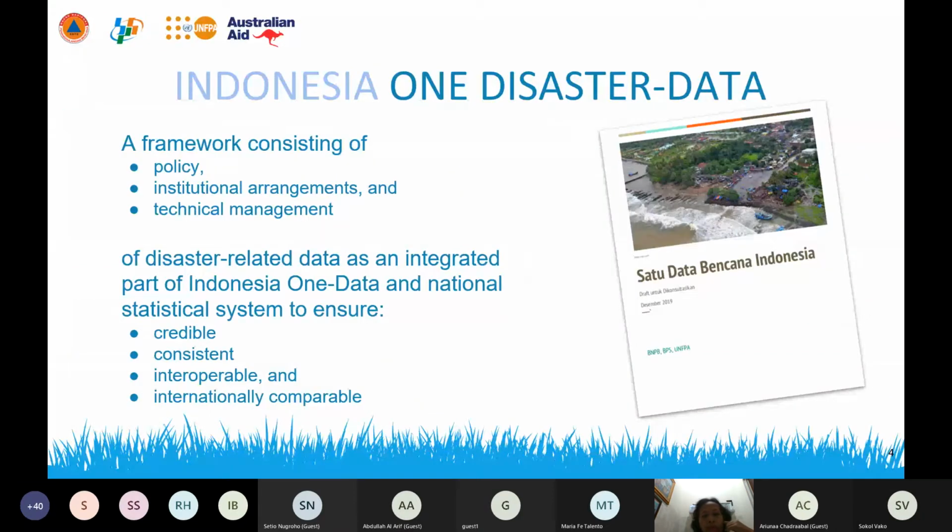So the Indonesia One Disaster Data will consist of the policy, institutional arrangement, and also the technical management of the disaster related data as an integrated part of Indonesia One Data and the national statistical system, to ensure that our data is credible, consistent, interoperable, and can be used internationally comparable. And for the Indonesia One Data itself, we have four principles: the data should have one metadata, one code and reference, can be interoperable with each other, and also have reference and code. Next.